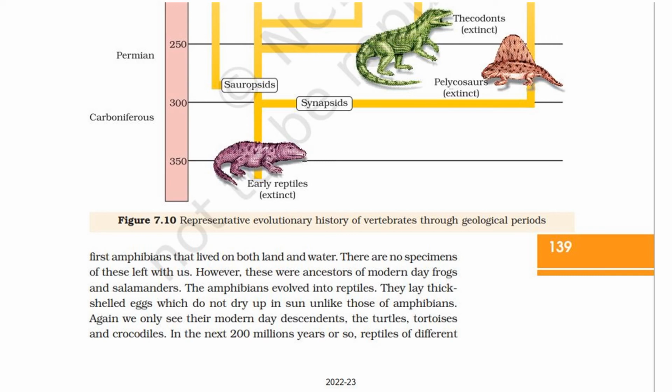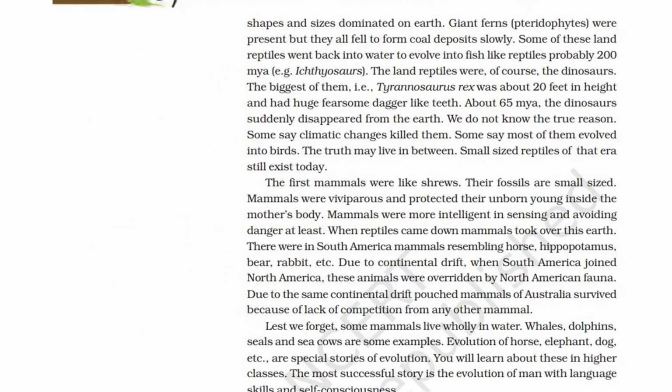The amphibians evolved into reptiles. They lay thick-shelled eggs which do not dry up in sun, unlike those of amphibians. Again, we only see their modern-day descendants, the turtles, tortoises and crocodiles. In the next 200 million years or so, reptiles of different shapes and sizes dominated on Earth. Giant ferns, pteridophytes were present, but they all fell to form coal deposits slowly.